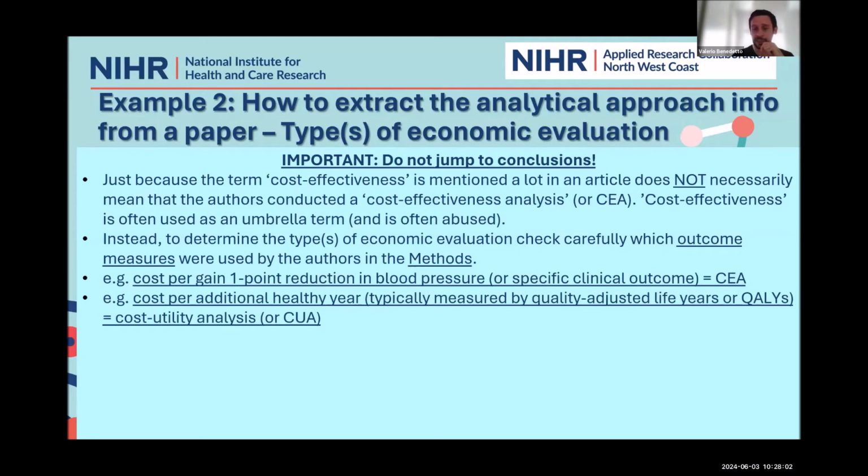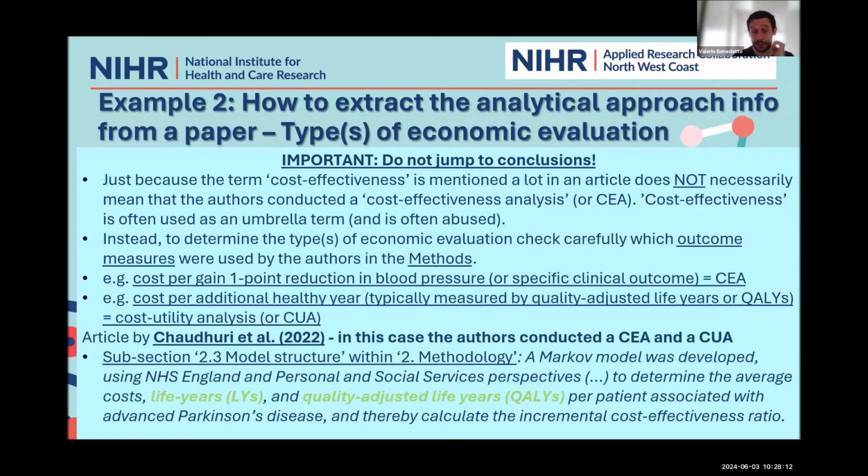So a way to determine which type of economic evaluation the authors have used is to look at the outcome measures. For example, in the article I was mentioning before, there was a specific sentence which detailed the type of outcome measures used by the authors. So they used life years, which means they conducted a cost effectiveness analysis, and the quality adjusted life years, or QALYs, which means they conducted a cost utility analysis. And as I mentioned a few minutes ago, they are not mutually exclusive. You can run more than one type of economic evaluation.